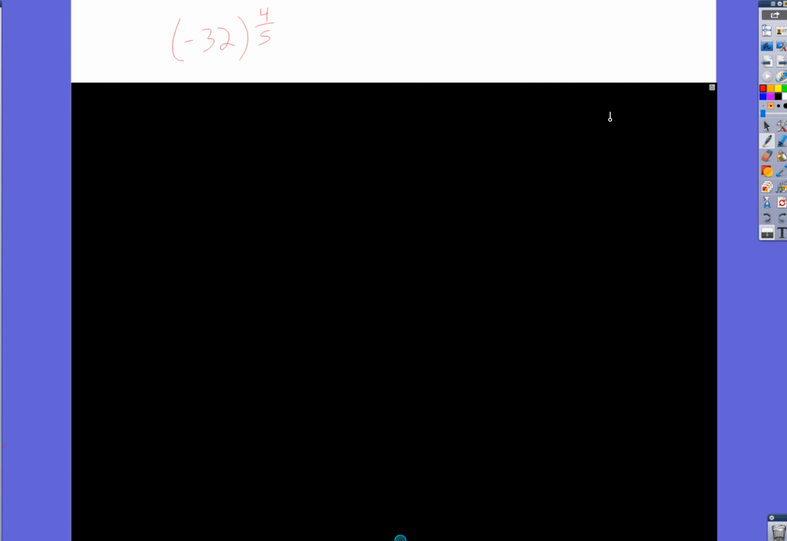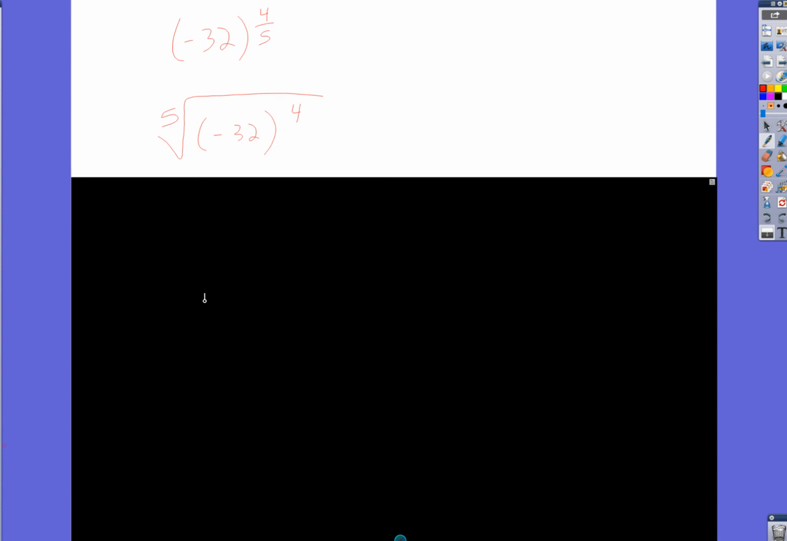First thing I would do, what can I rewrite any rational exponent as? Somebody who learned something yesterday. A radical. Very good. The type of radical depends on the denominator. The denominator here is 5, so what type of radical would I write? With an index of 5? It's called the 5th root, yes. And the 4 stays with the negative 32.